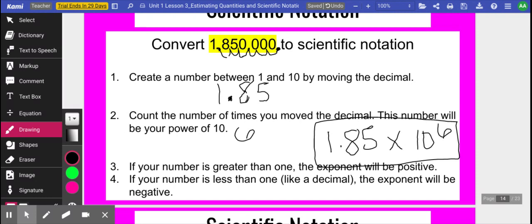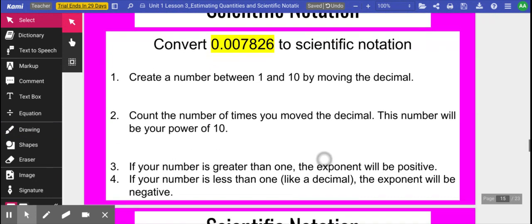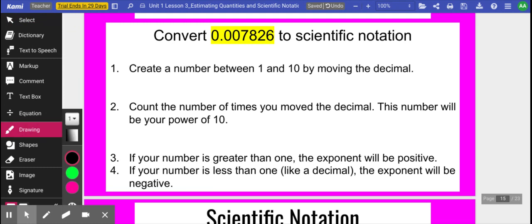All right, let's look at another one. Let's convert this decimal number to scientific notation. The first thing that I would need to do is create a number between 1 and 10 by moving the decimal. So I have my value here. My decimal is on the left. I am going to move my decimal to the right to create a number between 1 and 10. 1, 2, 3. 7.826 is a number between 1 and 10.